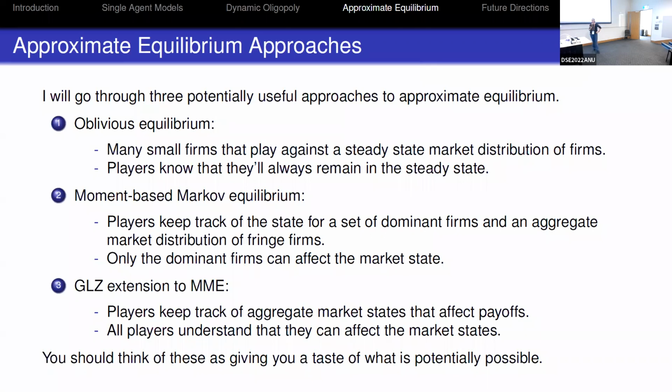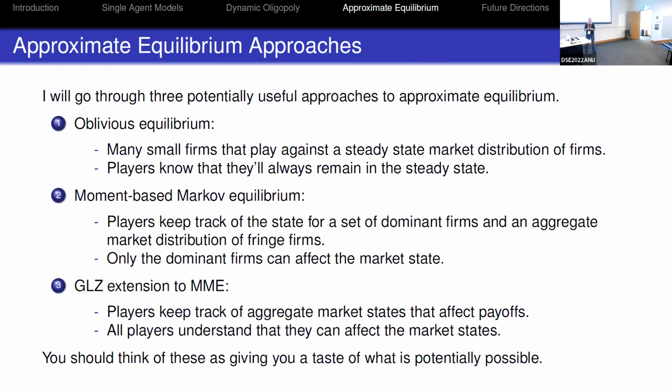All right. So I'm going to go through 3 types of ways to address these problems. The first is oblivious equilibrium. In an oblivious equilibrium, you have a whole bunch of small firms that are playing against a steady state market distribution of firms. So there's something in this that looks a little bit like what Ariel was talking about, just this idea that, you know, I have some sense of what I'm playing against. I can't really influence that. My decisions don't affect that. But in equilibrium, I will have correct expectations, basically.